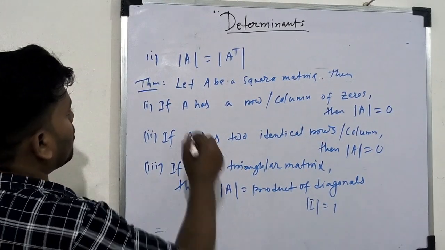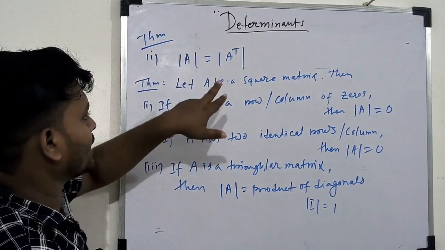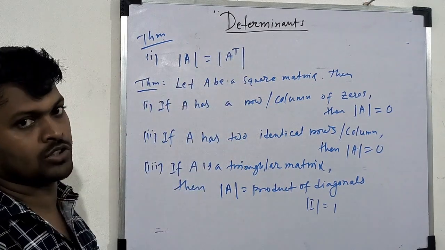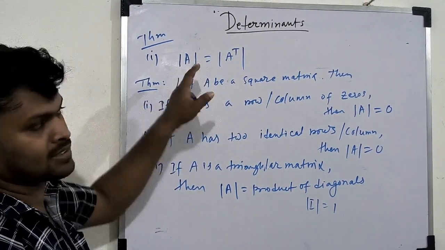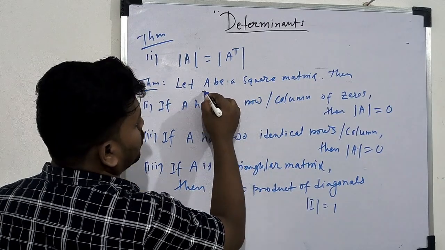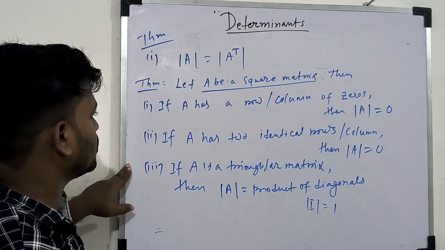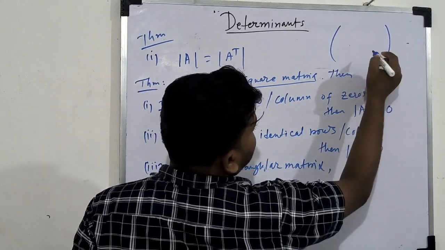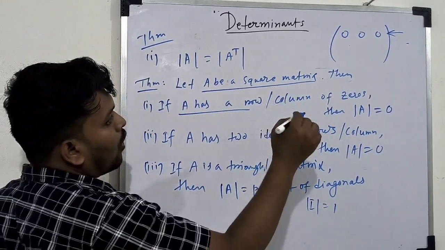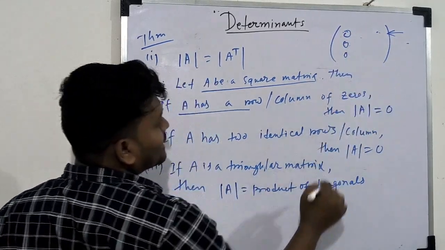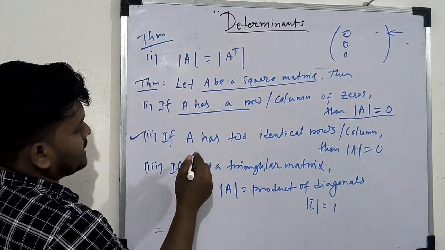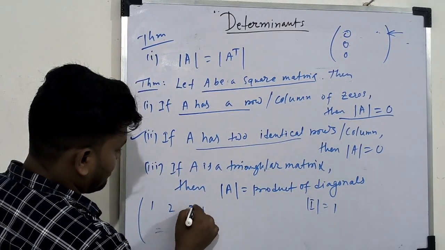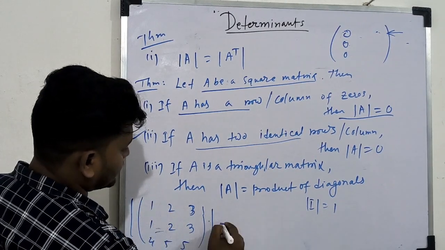Now let us discuss some theorems or properties. One theorem says that the determinant of a matrix is equal to the determinant of its transpose. So the determinant of the transpose is the same as the determinant of the matrix. And if A is a square matrix, then these three are true. If A has a row or column with zeros, then the determinant will be 0. And second, if A has two identical rows or columns, that is, if a matrix has the same rows, then the determinant of this matrix will be 0.